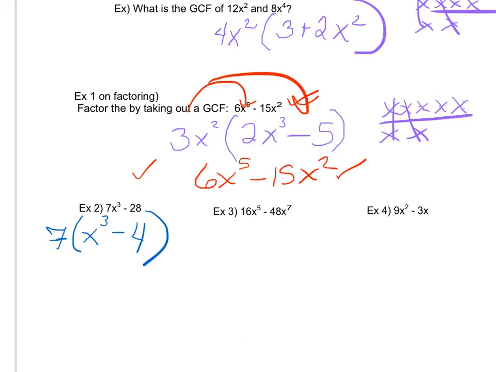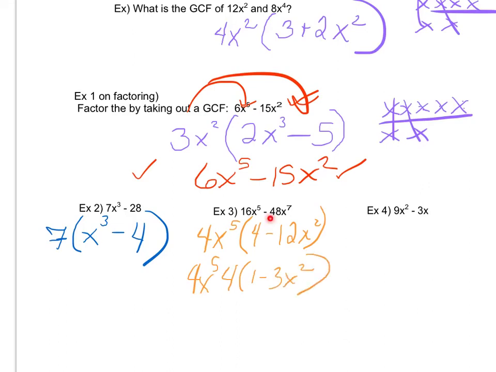Doing the same thing on example 3. 16 and 48, I know that they can both be divided by 16, but let's say, for argument's sake, I couldn't figure that out. And I said they can both be divided by 4, x to the 5th and x to the 7th can both be divided by x to the 5th, leaving me with 4, x to the 5th completely cancel, minus 12x squared. Well, notice that 4 and 12 can still both be divided by 4, so I could take another 4 out, leaving me 1 minus 3x squared.